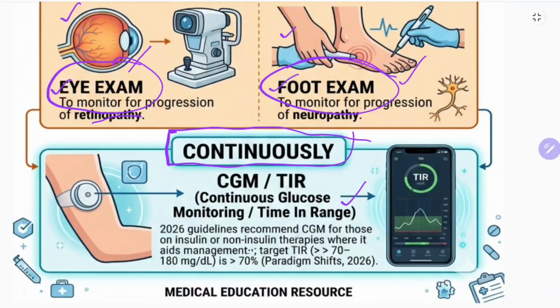So the patient should see time in range and time below range. The target time in range is more than 70%, and time below range is less than 1%, 1 to 4%. Okay, that is about the 2026 guidelines. And the 2026 guidelines recommend continuous glucose monitoring for those on insulin or non-insulin therapies where it aids management. Okay, so that's about the monitoring of diabetes mellitus.